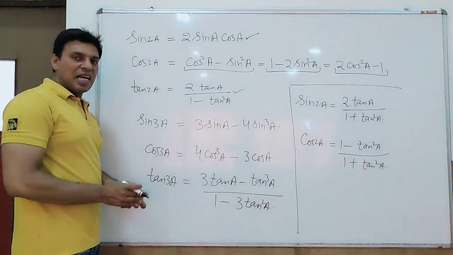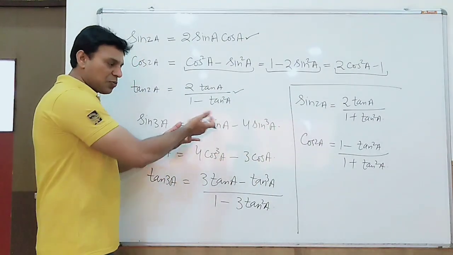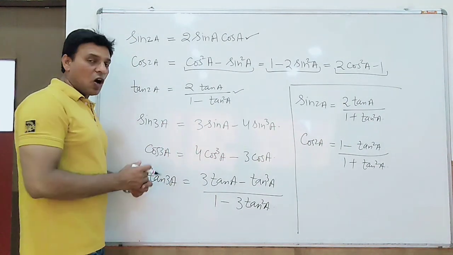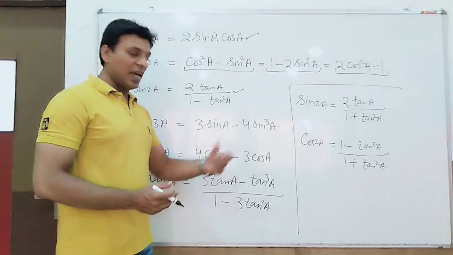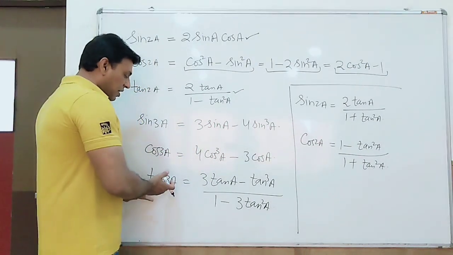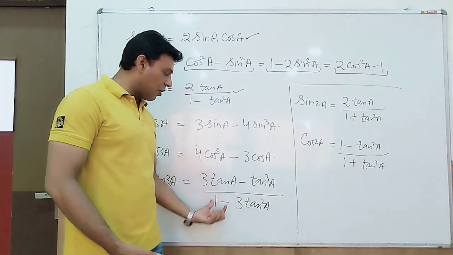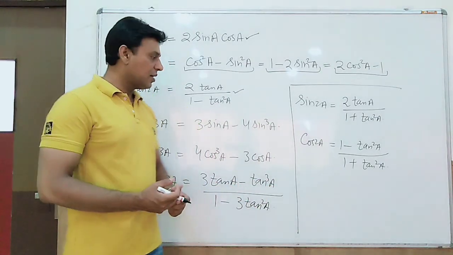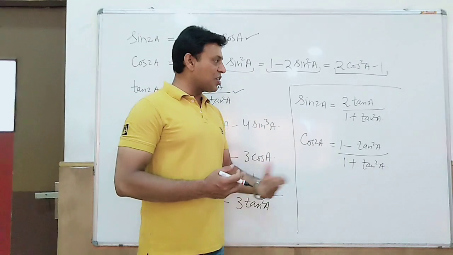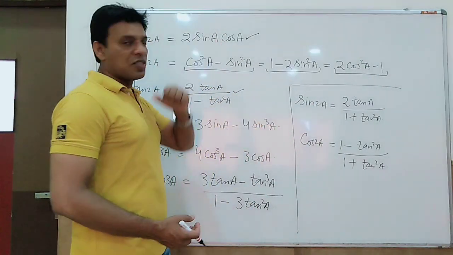Then the formula for sin 3a is 3 sin a minus 4 sin cube a. We have just proved it. Then the formula for cos 3a is 4 cos cube a minus 3 cos a. You should try to prove this formula. The formula for tan 3a is 3 tan a minus tan cube a upon 1 minus 3 tan square a. And there are two special formulas. That is, one formula of sin 2a is 2 sin a cos a.